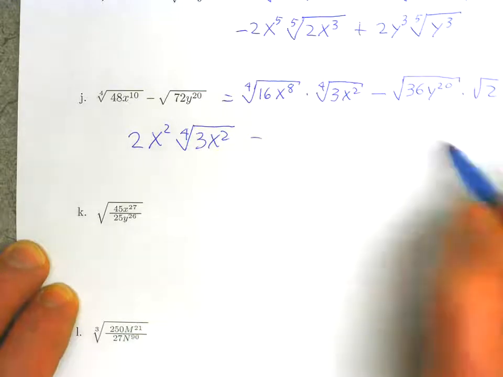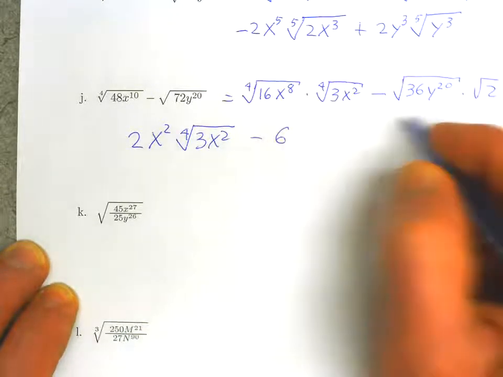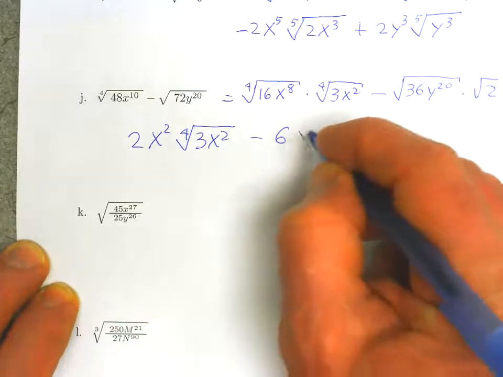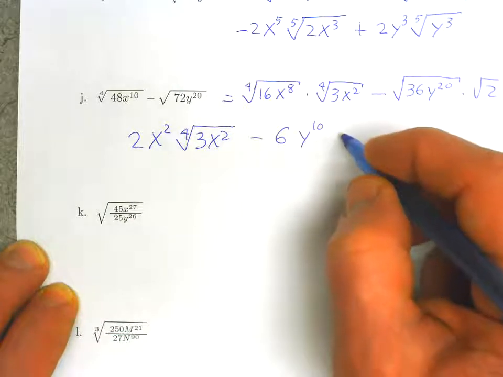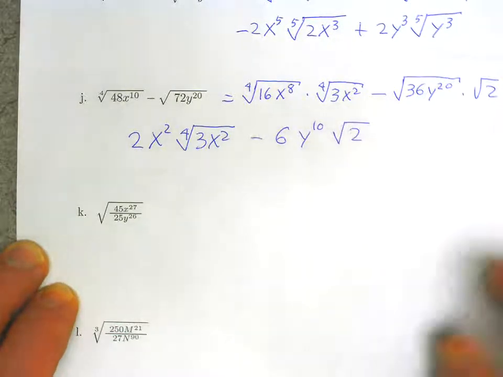And then minus the square root of 36 is 6. The square root of y to the 20th is y to the 10th. So it's minus 6y to the 10th times the square root of 2.